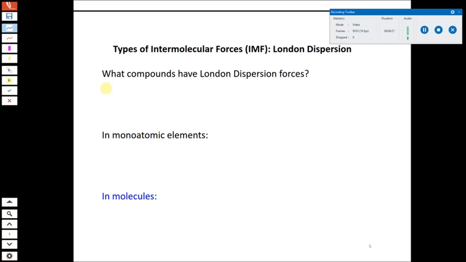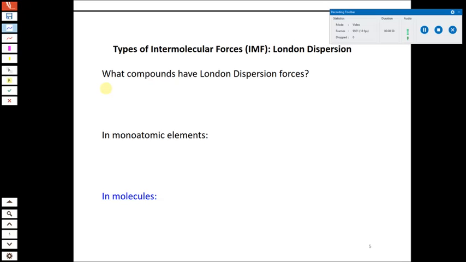And the first one we're going to talk about is London dispersion forces, sometimes just called dispersion forces. The London term is not always included, but if you see any combination of London or dispersion, just treat them as the same thing. There's only one thing that has this sort of terminology. And we're going to primarily be talking about these intermolecular forces in the context of covalent compounds.